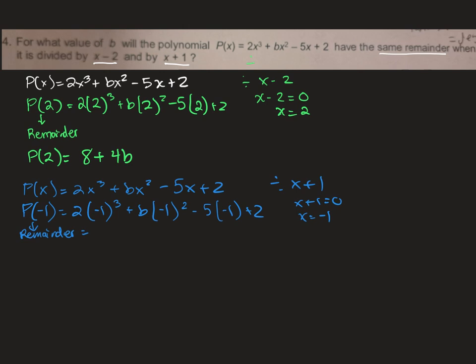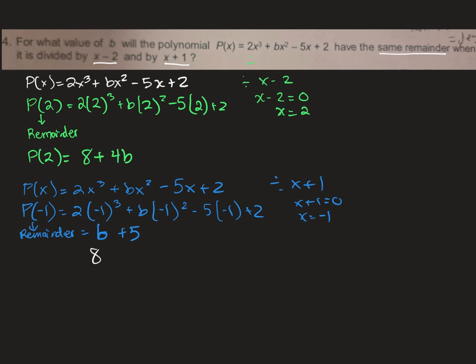So we'll be able to set these two expressions equal to each other. That's the plan. Let's simplify this. We'd have b and we'd have -2, that cancels with +2, and then we'd have +5. All right, so same remainder, so those two things equal each other.